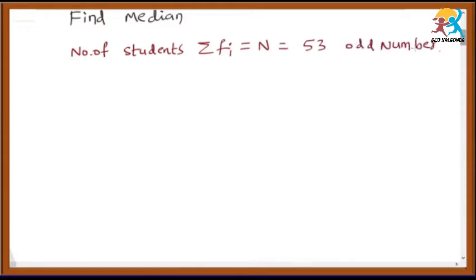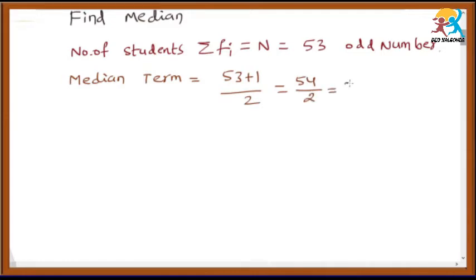If the number of students is an odd number, then the median term will be equal to, if we have the odd number, then we should add 1 to it and make it half: (53 plus 1) by 2, that is 54 by 2, that is equal to 27. So the 27th term will be the median term. Here instead of term we can use the class interval. So the median class interval we have to find out.